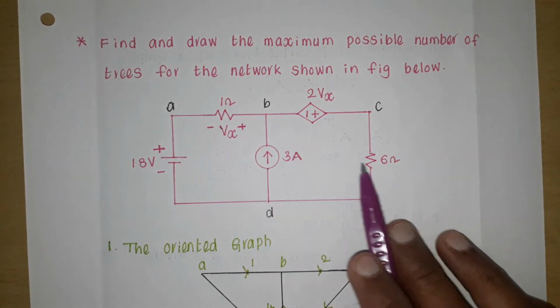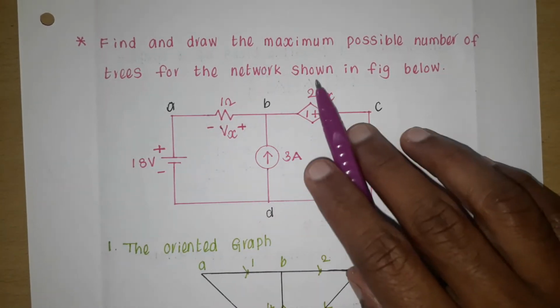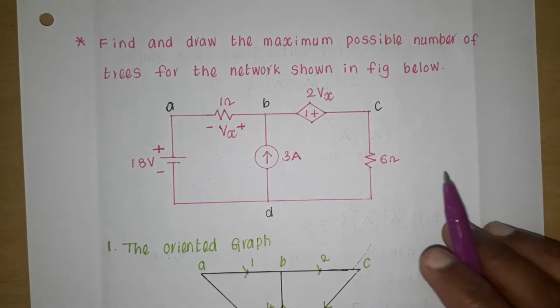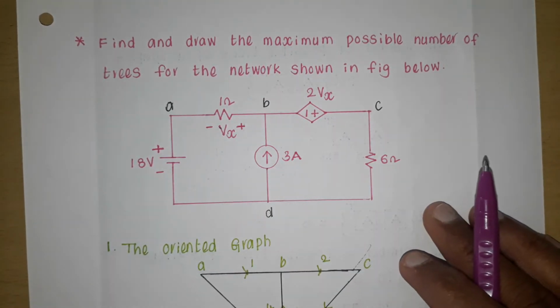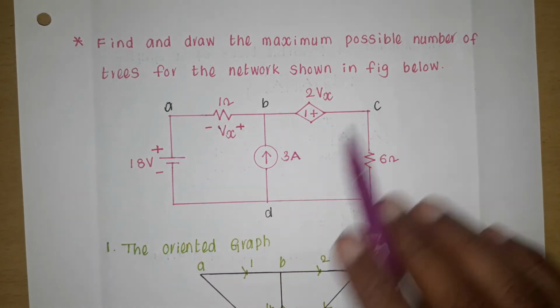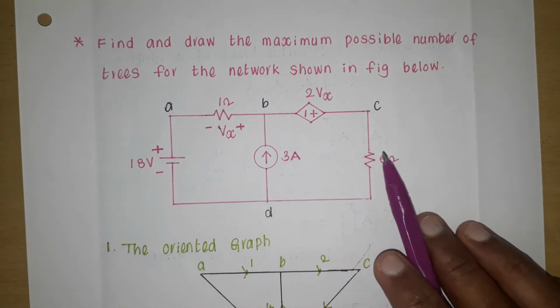Here also a resistor. The voltage across this 1 ohm element is Vx, and this dependent voltage source depends on that voltage. So this is the circuit, or network, given. First we have to identify the nodes. There are 4 nodes A, B, C, D, and the number of branches are 1, 2, 3, 4, 5.